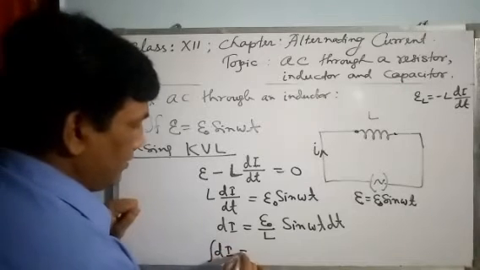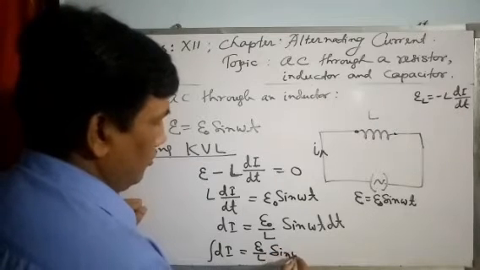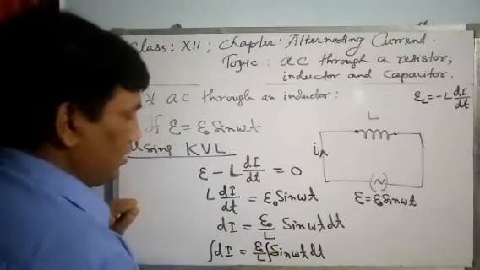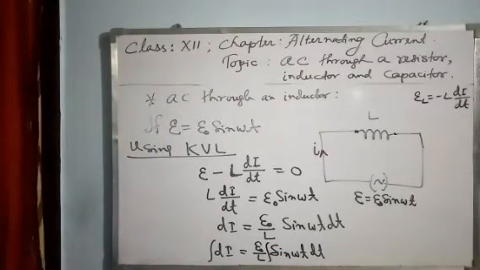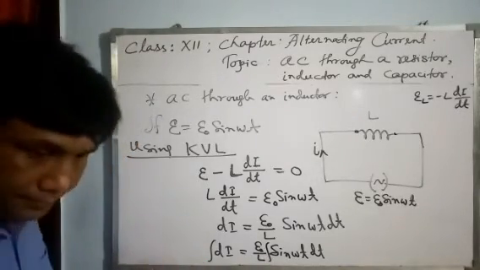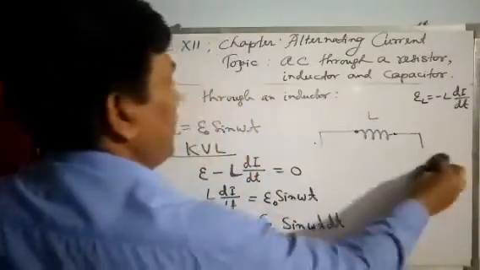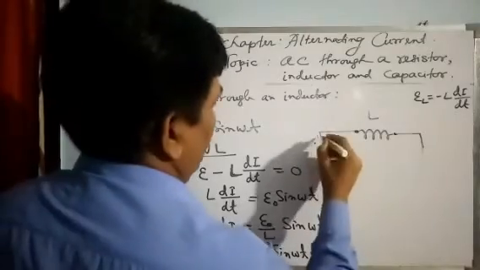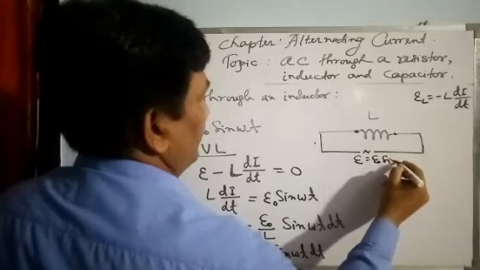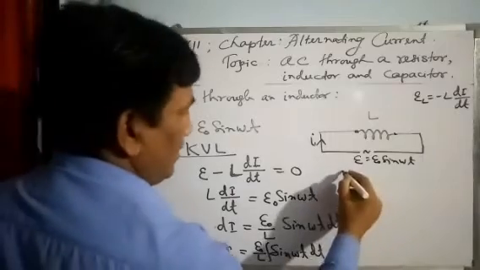Integration of di equals integration of E naught by L sin omega t dt. E naught and L are constant, so they are out of the integration, and the expression will become... I need some space, that is why I am going to redraw the figure. Okay, that is integration of di.